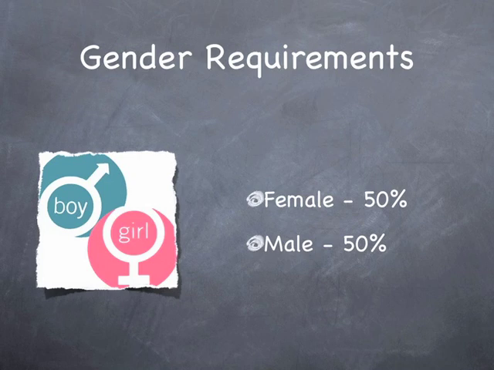The gender requirement is mandated by the Democratic National Committee and is strictly enforced to make sure that the delegates, within a one-person variation, are 50% female and 50% male.